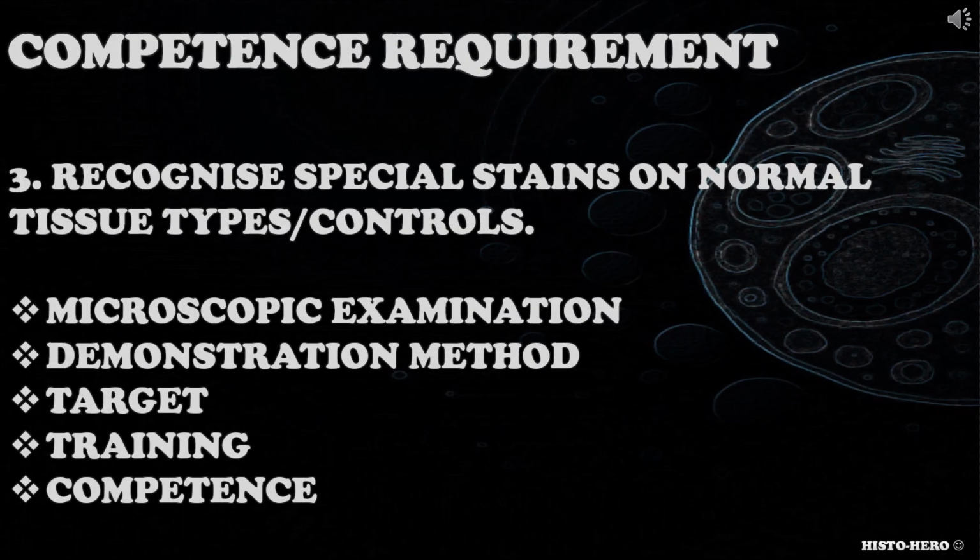The third competence requirement is recognize special stains on normal tissue types, controls. Candidates should be able to recognize special stains. Can the candidate recognize types of special stains used to stain histological tissue? Can they identify the tissue type? Do they operate microscope correctly to recognize special stains?